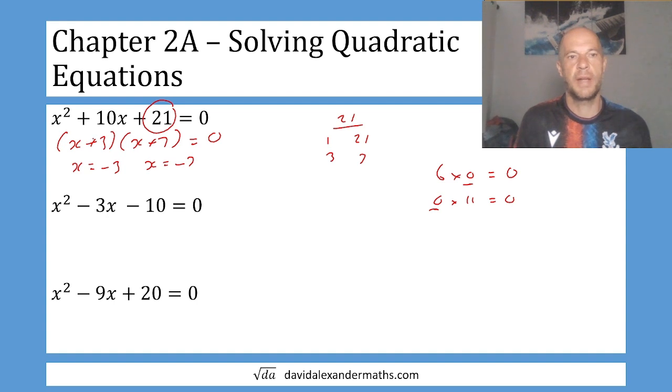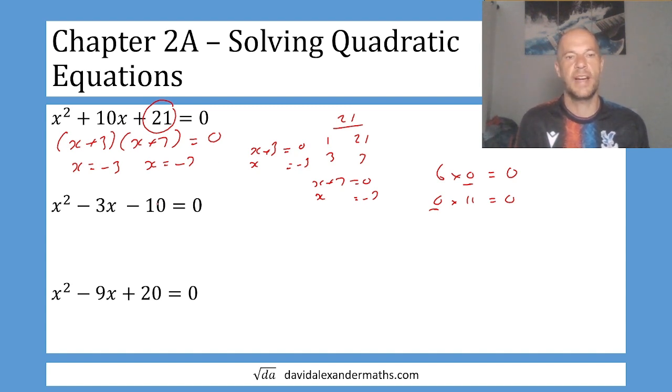So if I'm multiplying these two things to get 0, then maybe x plus 3 is 0, in which case x must be negative 3. Similarly, maybe x plus 7 equals 0, in which case x is minus 7. So that's why we're flipping the signs.